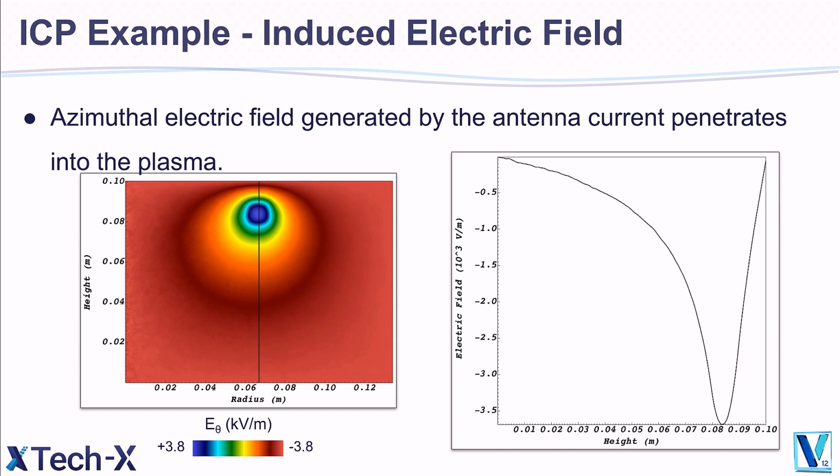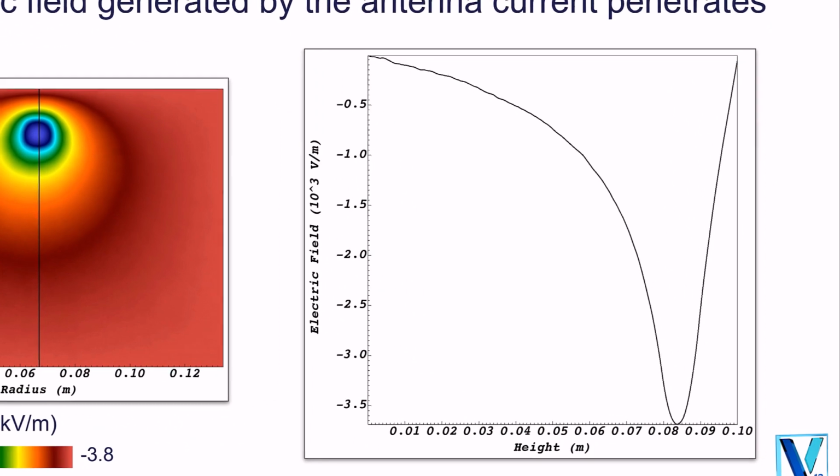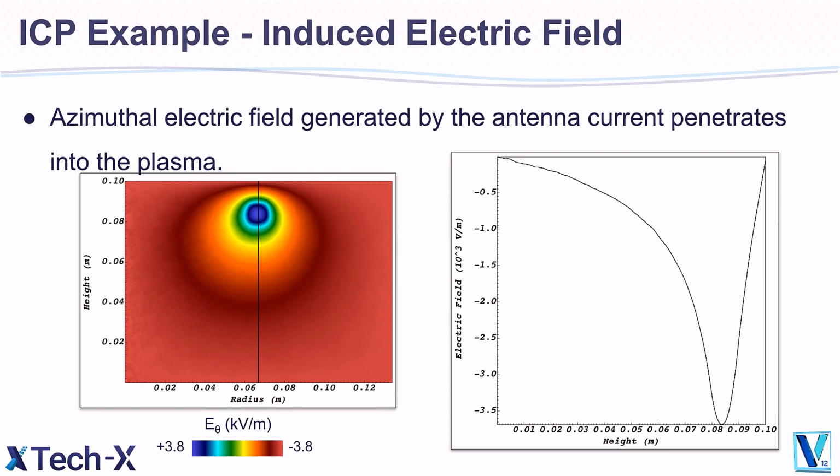As you can see here, it peaks around the antenna and decays as you move into the plasma. The electric field is absorbed within about 1 electromagnetic skin depth of the plasma, and this is what you would expect to see. We have some slight oscillations or noise in the field due to particles, but overall, we see exactly what you would want to see in the electric field.